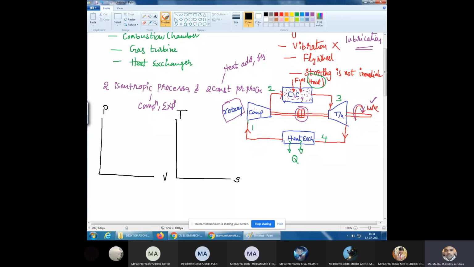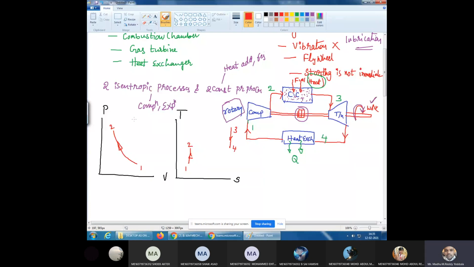1 to 2 is the isentropic compression process. An isentropic compression process means in the TS diagram it will be a vertical line, and in the PV diagram it will be a curve. 3 to 4 is also an isentropic process, the expansion process. During the compression process, temperature will be raised: 1 to 2 is isentropic compression of the air inside the compressor. Then 3 to 4 will be isentropic expansion. During expansion, temperature is going to decrease.